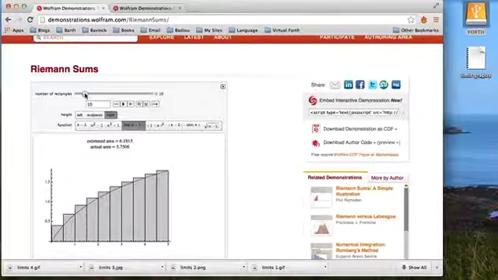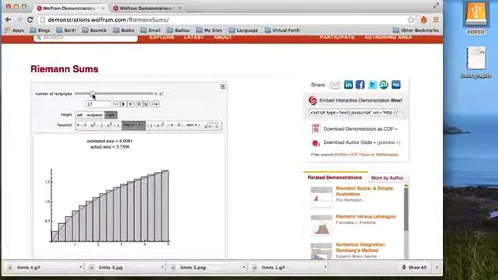So in that moment I went from 4 rectangles to 10 rectangles, and you see that there's less overage right here over the curve. There's less of it over the curve, so it's a better approximation. Okay, I go from 10 to, let's see what the mouse click gives us, 17, and I have less overage.